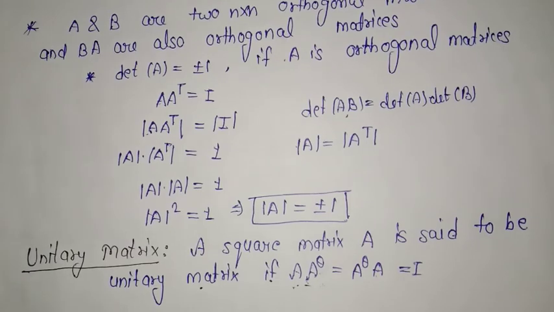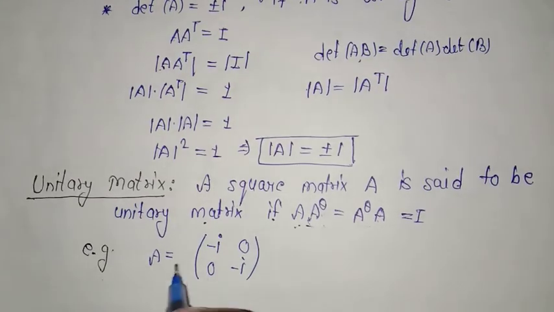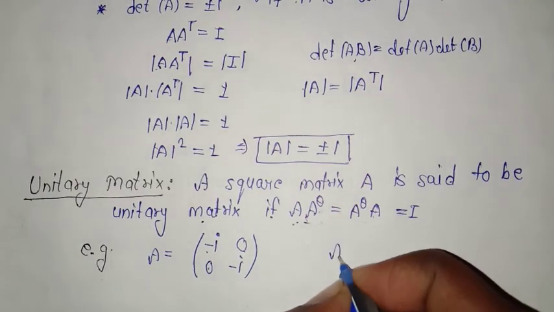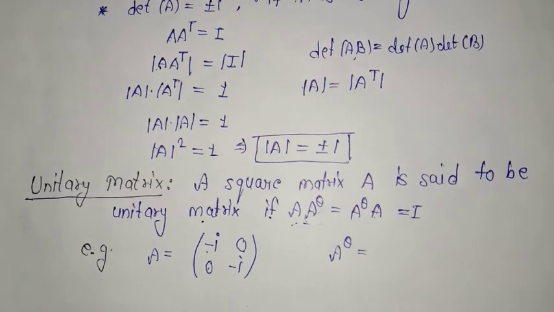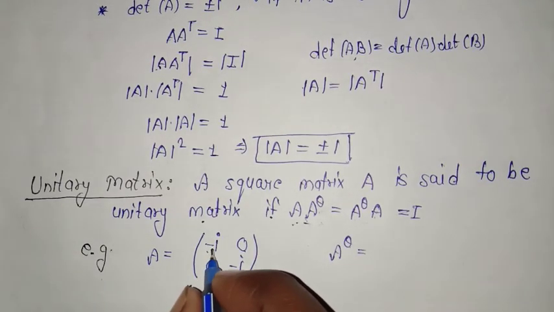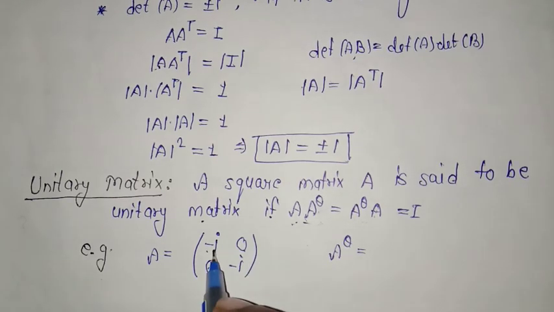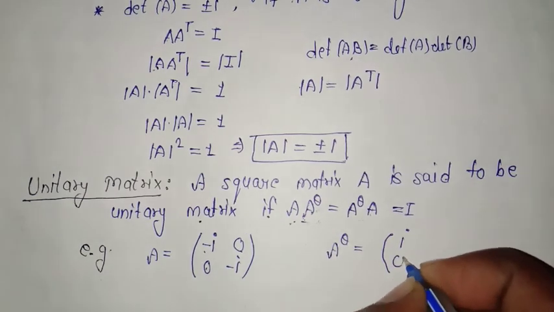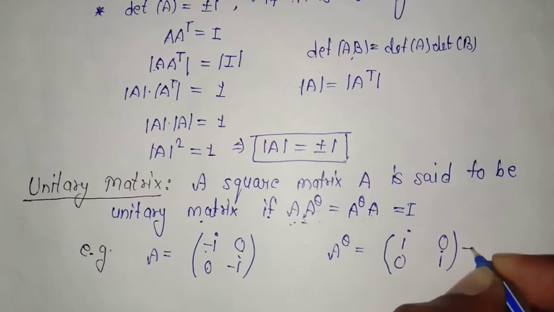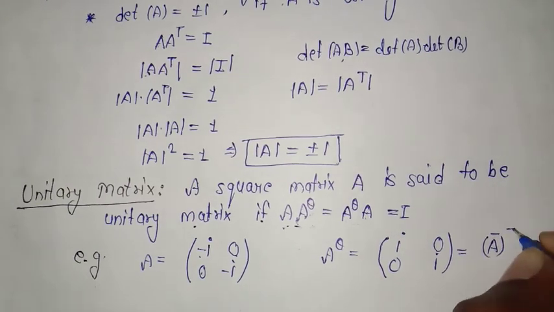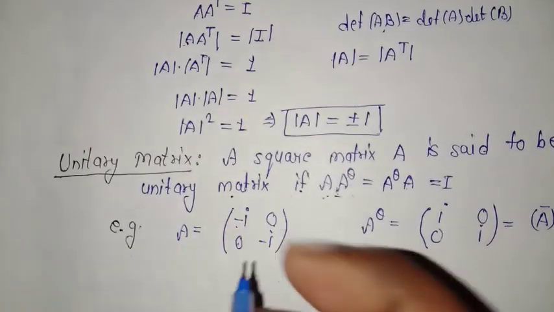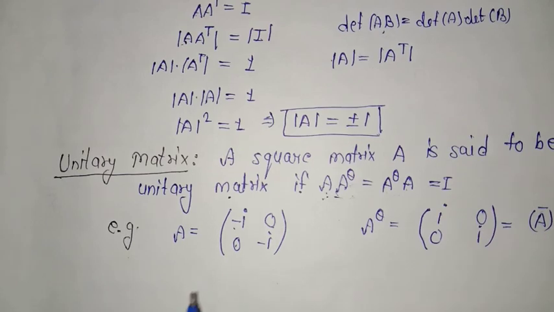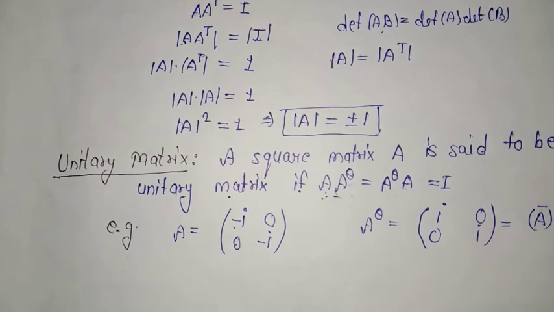So let's take one example. Now the matrix is minus iota 0, 0 minus iota. Now we have to take the conjugate transpose of this matrix, and that will be equal to, after taking the conjugate, minus iota becomes plus iota, and the rows become columns and columns become rows. So I am writing it directly, iota 0, 0 iota. This is equal to the conjugate transpose of the matrix A. Now we have to take the product of the conjugate transpose of the matrix together with the matrix, and if that is equal to identity, we say that the matrix that we have taken is a unitary matrix.